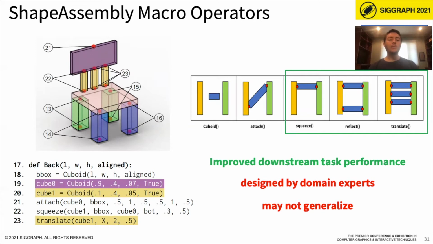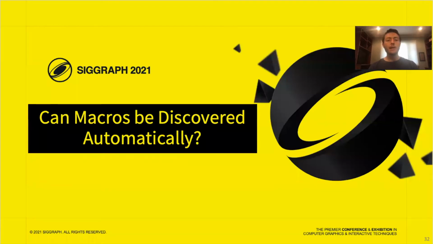Ideally, the system would be able to author programs similar to those that humans produce, using subroutines to expose only a small number of meaningful parameters, but without relying on domain experts to provide the intermediate abstractions. This realization raises the question, can useful macros for a given shape modeling domain be discovered automatically by an algorithm?